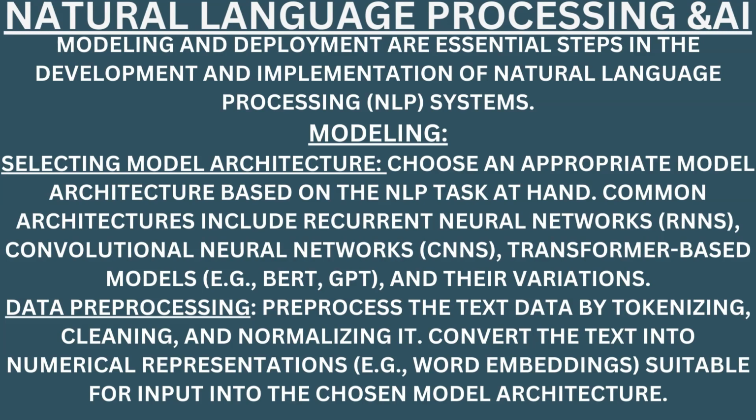Modeling. Selecting model architecture. Choose an appropriate model architecture based on the natural language processing task at hand. Common architectures include recurrent neural networks (RNNs), convolutional neural networks (CNNs), transformer-based models, that is BERT, GPT, and their variations. Data pre-processing. Pre-process the text data by tokenizing, cleaning, and normalizing it. Convert the text into numerical representations, that is word embeddings, suitable for input into the chosen model architecture.